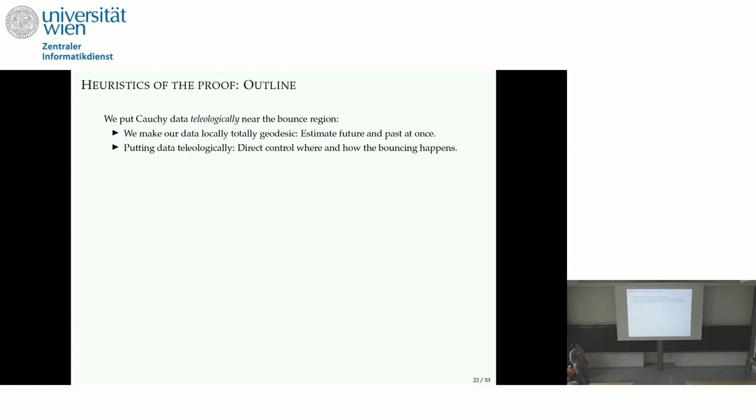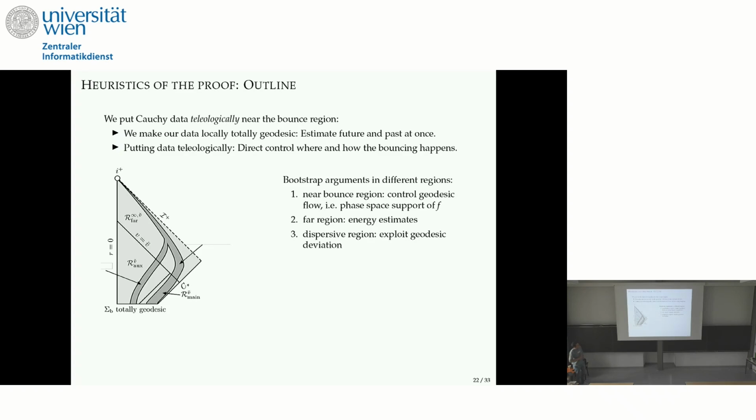And we also make our data locally totally geodesic, in other words, locally time symmetric. This allows us to estimate both the coming to the bounce and going from the bounce away at once. It's not necessary, it makes the proof simpler. And putting our data exactly where the bounce happens gives us direct control of how we want the bounce to happen. So this is a totally geodesic hypersurface.